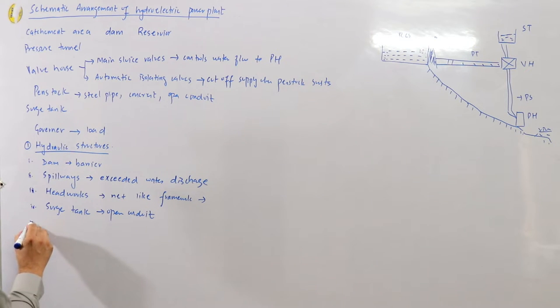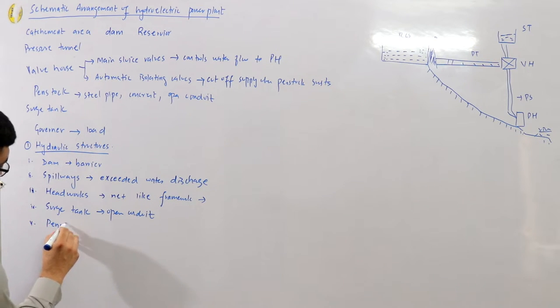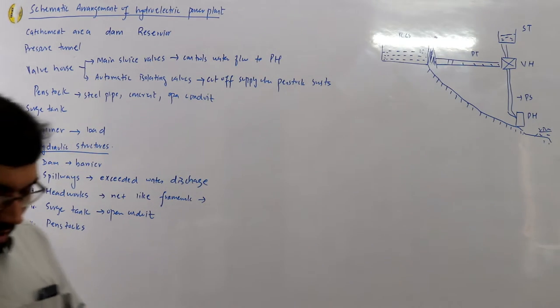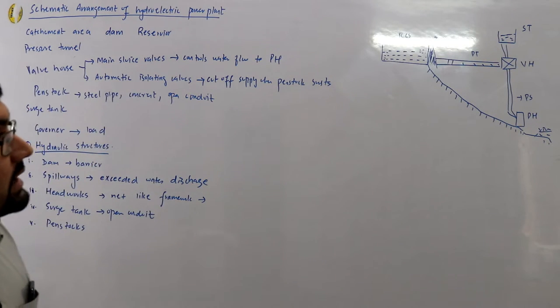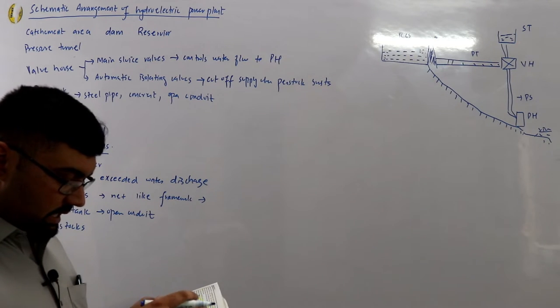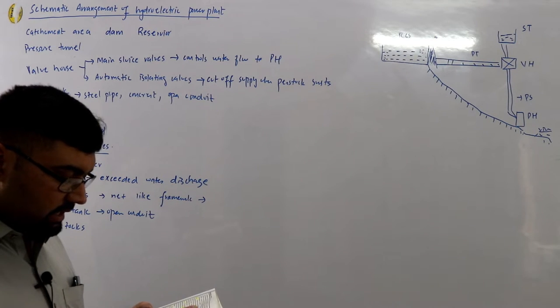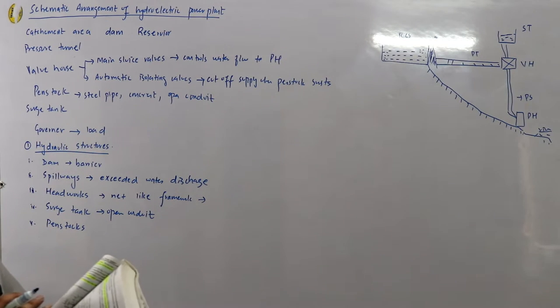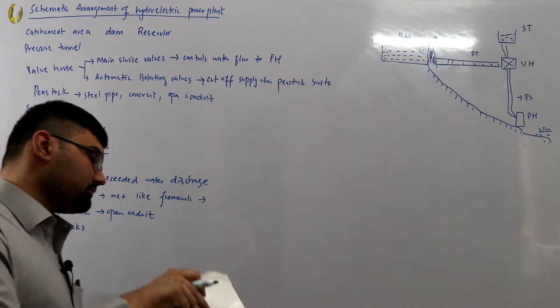The next is the penstock. Penstocks are these pipes basically. These conduits are open or closed conduits which carry water to the turbine. They are generally made of reinforced concrete or steel. Concrete is available for low heads, okay?